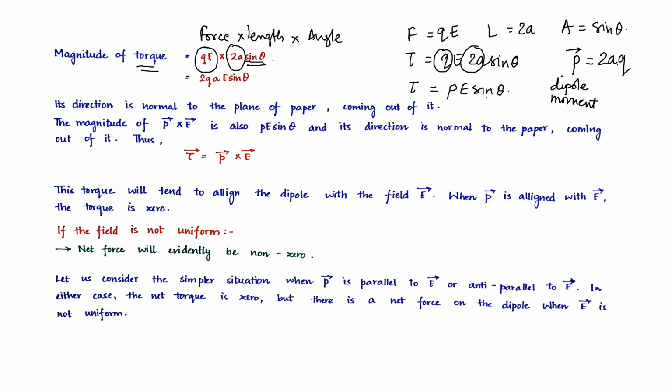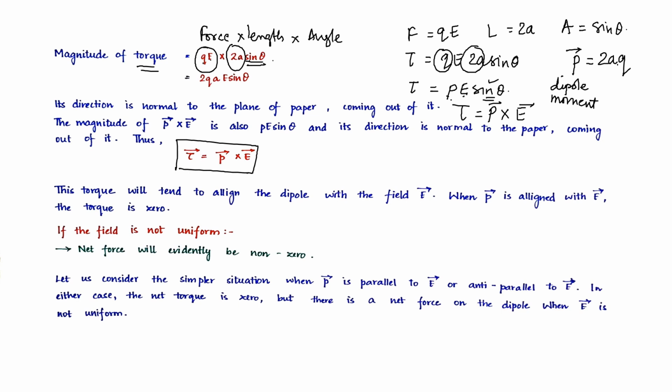Now if we want to remove sin theta, what kind of product do we need to bring over here? Tau equals P cross E, because electric field E is a vector and our dipole moment is a vector. So when we remove the sin theta component, we can make them a cross product. This is what we have got as the value of torque.